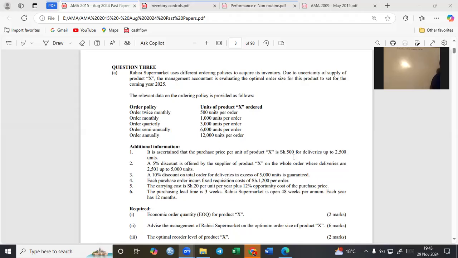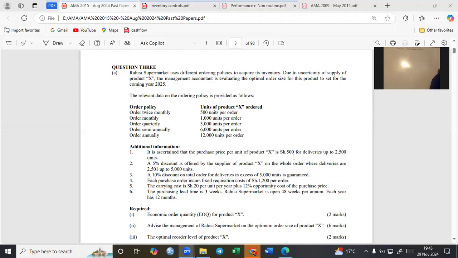Required: number 1, the EOQ for product X. Number 2, advice to the management of Rahisi Supermarket on the optimum order size of product X. And then the last thing that is required, the optimal reorder level of product X.